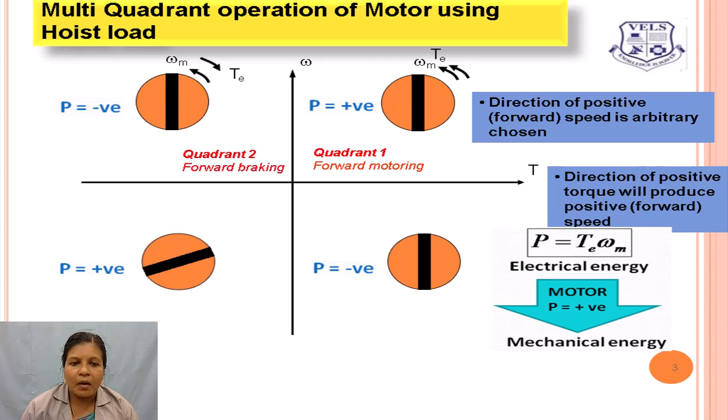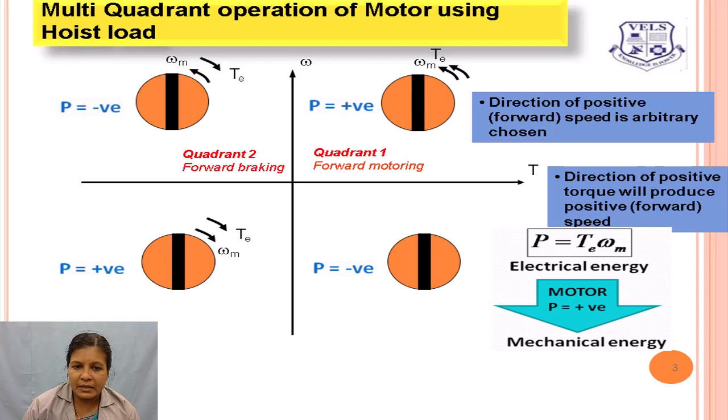The third quadrant is reverse motoring. The drive is involved in downward movement of the loaded cartridge. The downward-moving load produces the speed in the clockwise direction, so the direction of the speed is considered negative here. For downward movement, the speed direction is considered negative, and the electromagnetic torque is also developed in the same direction.